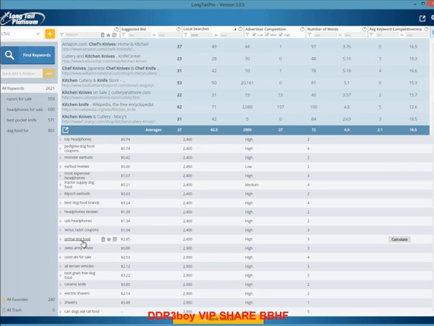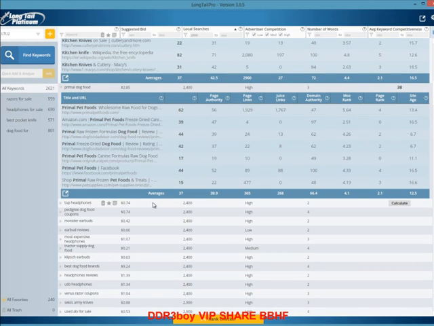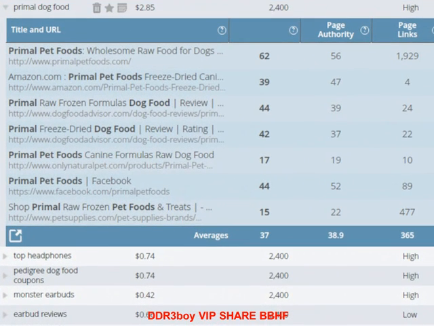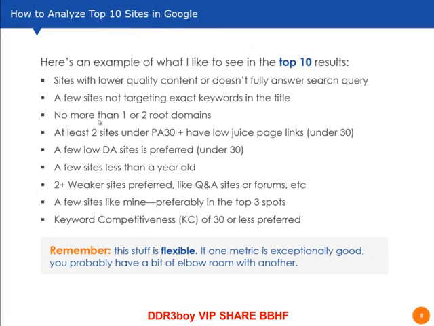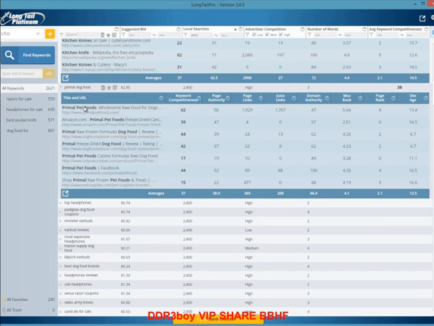Primal dog food. Let's take a look at that guy. So, primal dog food, you can see that it does get searched for 2,400 times a month, has a great CPC, so it meets that criteria, has high advertiser competition, which is good. But let's go step by step, because I do think this is so important, and hopefully you find these examples useful.